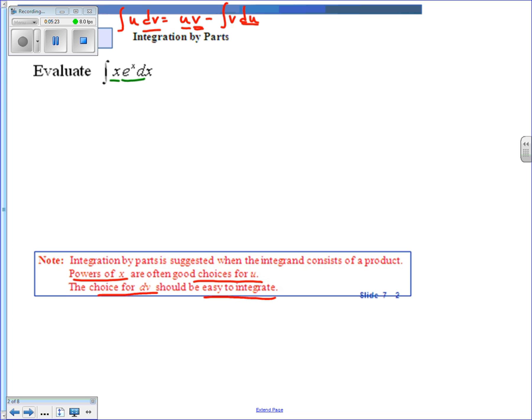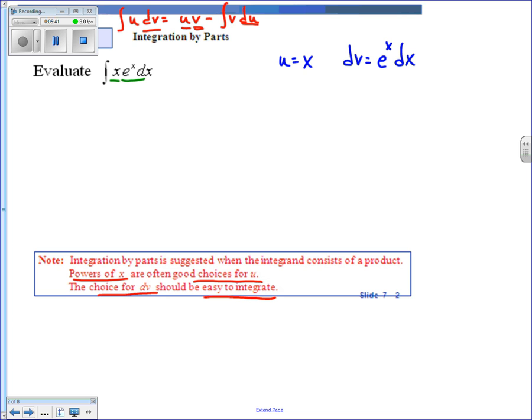Okay, so now in this problem, I'm going to choose my u to be the x, since it's a power of x, and I'm going to choose my dv to be everything else, which would be the e to the x dx.